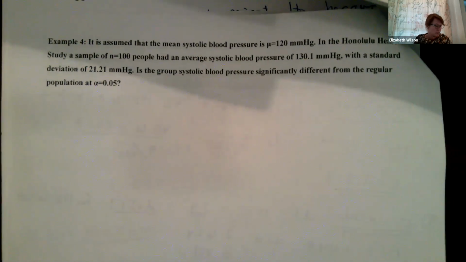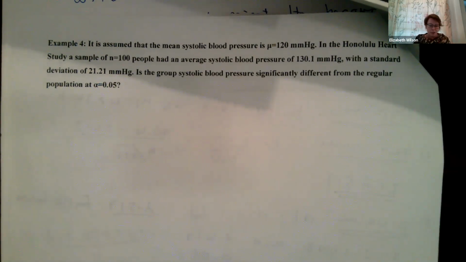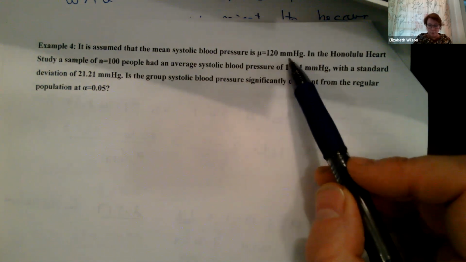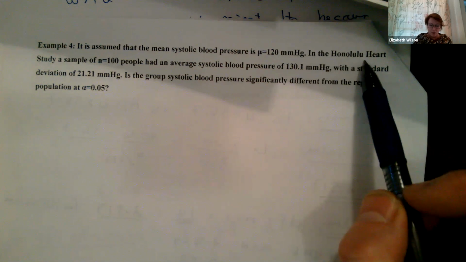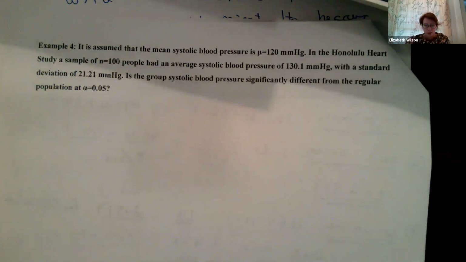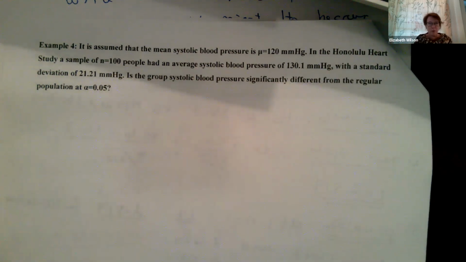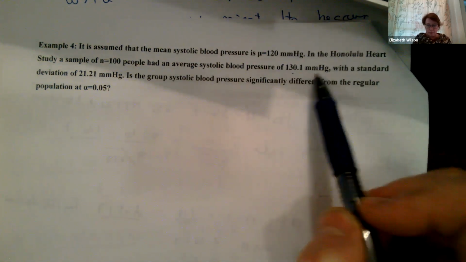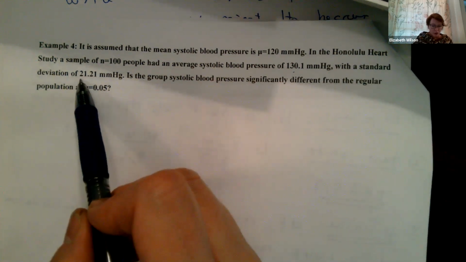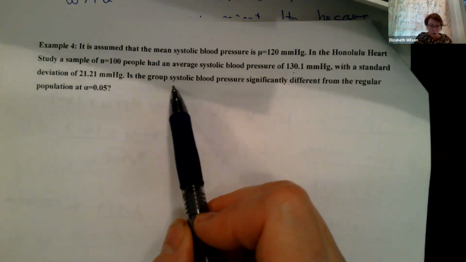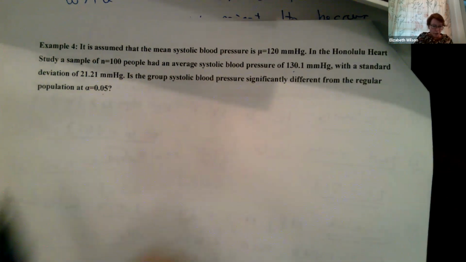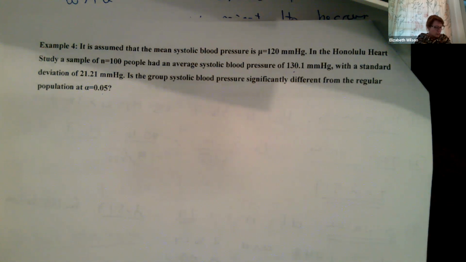Example 4. So example 4 says, it's assumed that the mean systolic blood pressure is 120 millimeters of mercury. In this test, they did the Honolulu heart study. A sample of 100 people who lived in Honolulu had an average systolic blood pressure of 130.1 millimeters of mercury with a standard deviation of 21.21. Is the group's systolic blood pressure significantly different from the general population at alpha 0.05? Okay, so let's see.